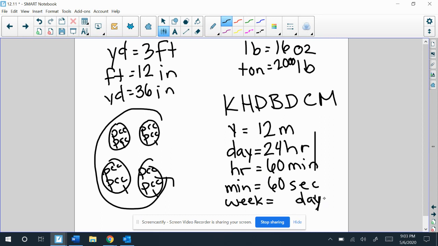Oops, ignore that line. There were 7. And there are 52 weeks in a year, but I'm not sure if we'll need to use that. So these were the things that we have learned throughout chapter 12. Write them down now, and we will use them for the next couple examples we do.